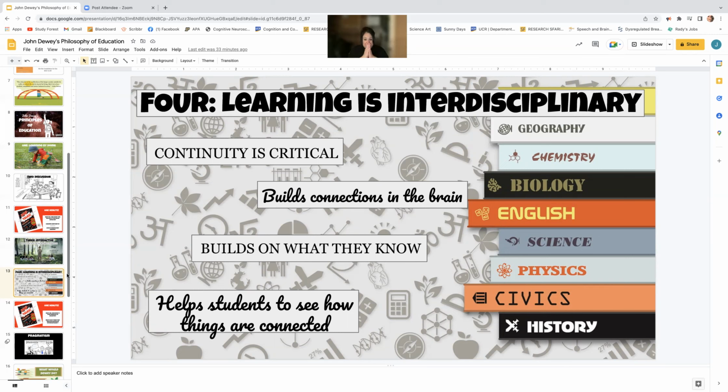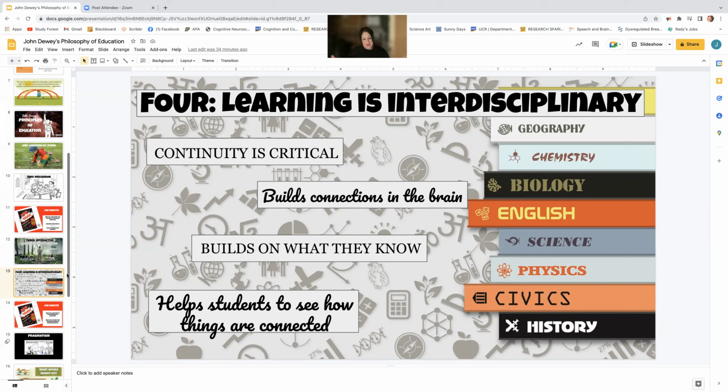So basically the reason he thinks this is important is because it builds on the knowledge that we already have. So what's happening in the brain is that it's building more connections to the knowledge because it's building on what you already know and giving you new knowledge to make those new connections. It also helps students to see how things are connected. You know, so many times we are totally compartmentalizing all these subjects.